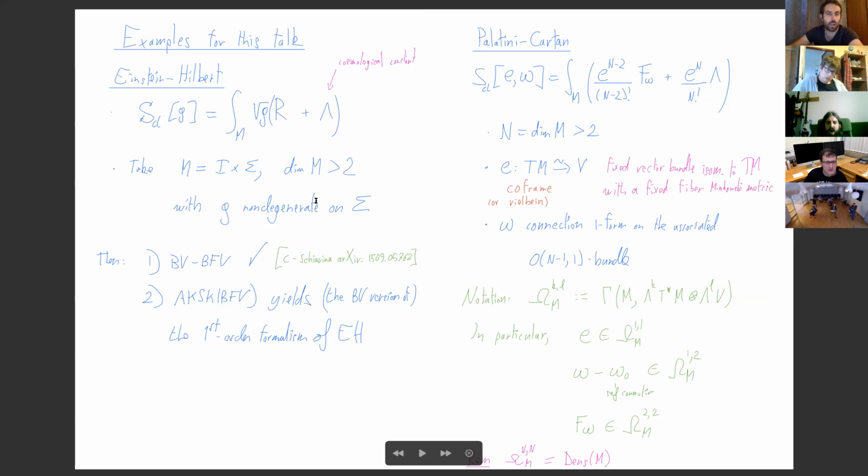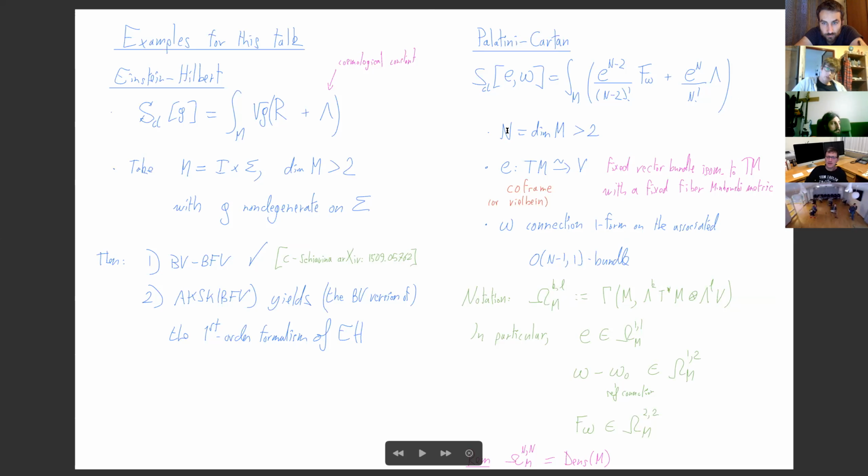Maybe let's just stress here that these theorems are okay if space-time has dimension larger than 2. And you have to assume that the pseudo-Riemannian metric is non-degenerate on the boundary. So for example, on a Cauchy surface, this is okay. Now, here this is a coframe formalism. So this is the action, and here are the fields.